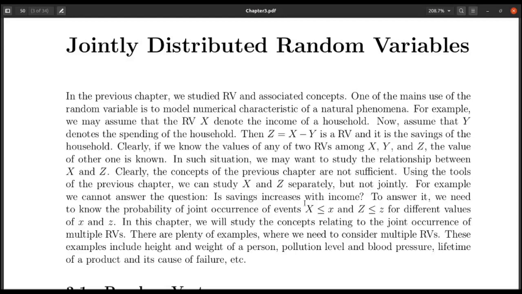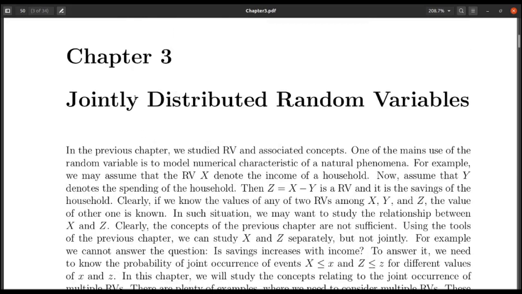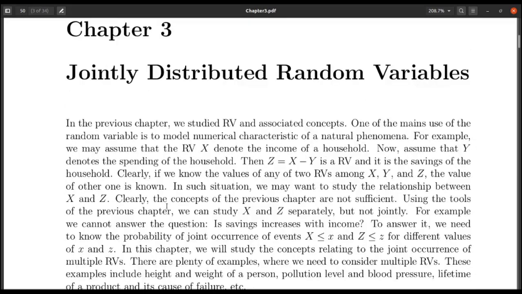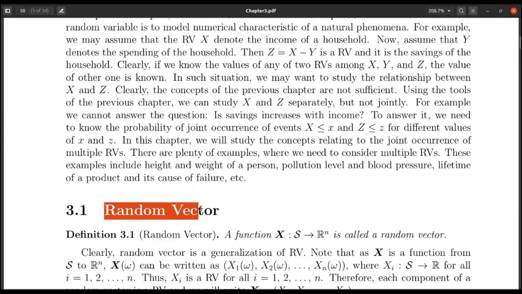In this lecture, we are going to talk about a new concept called jointly distributed random variables, for which we will use another terminology, which is random vector. Okay, so what is a random vector?